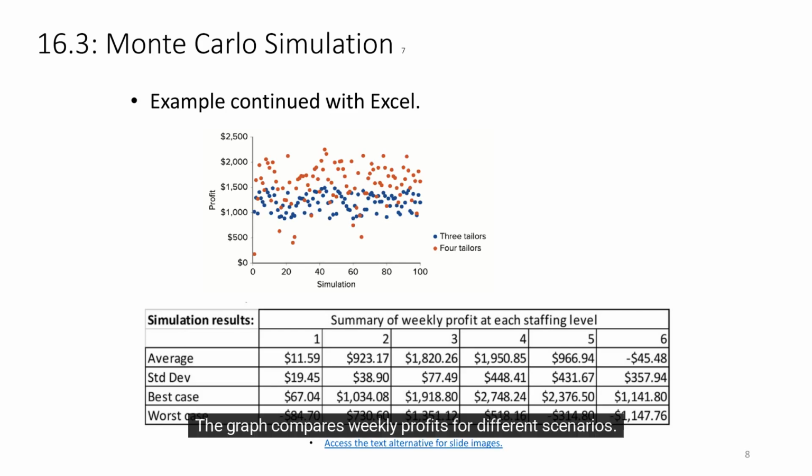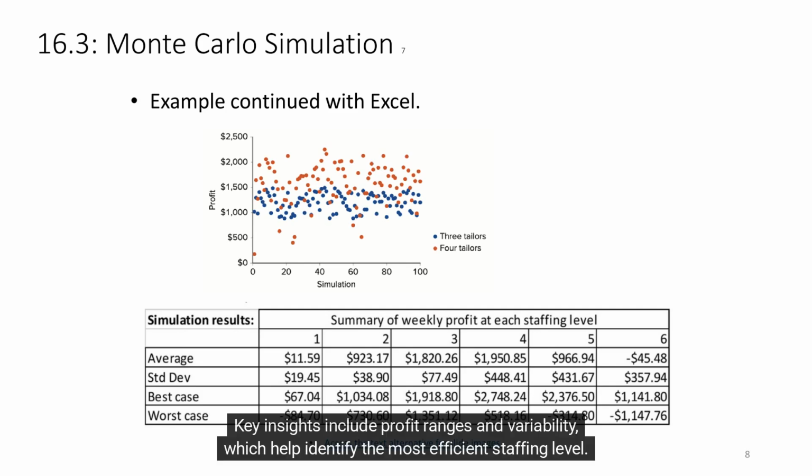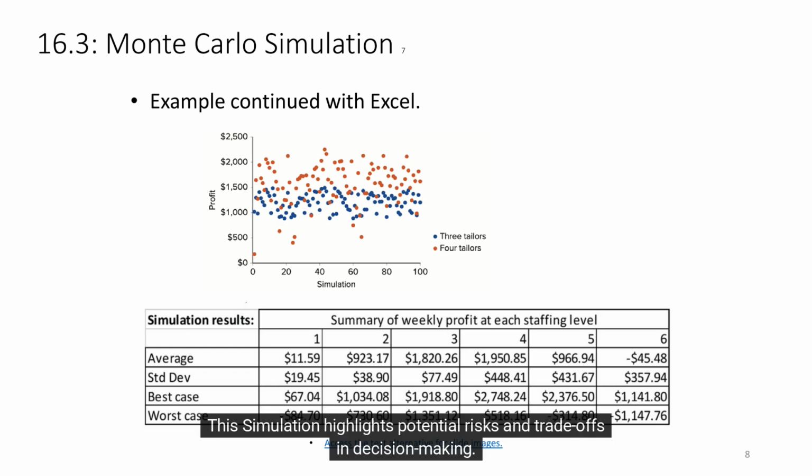The graph compares weekly profits for different scenarios. Key insights include profit ranges and variability, which help identify the most efficient staffing level. This simulation highlights potential risks and trade-offs in decision-making.